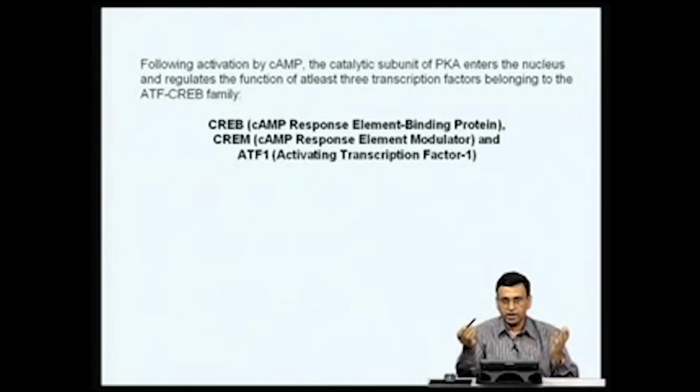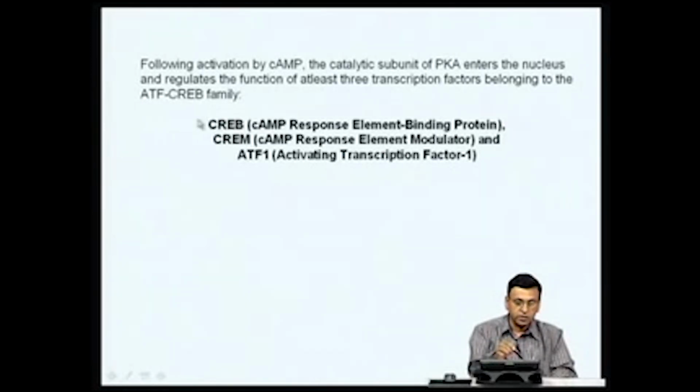CREB, as we already discussed in a number of other classes previously, refers to cyclic AMP response element binding protein. There are also many variants of CREB. That is why I have mentioned here that it belongs to the ATF CREB family of transcription factors. There are many members of this CREB family. One of them is CREB, the others are CREM, cyclic AMP response element modulator, and activating transcription factor 1 or ATF.